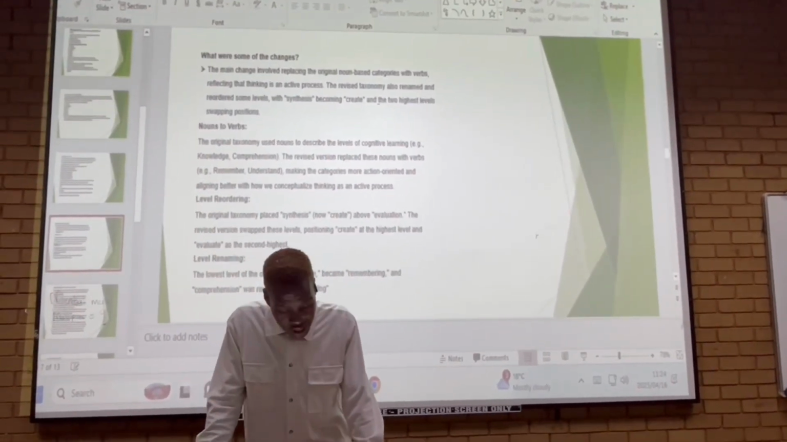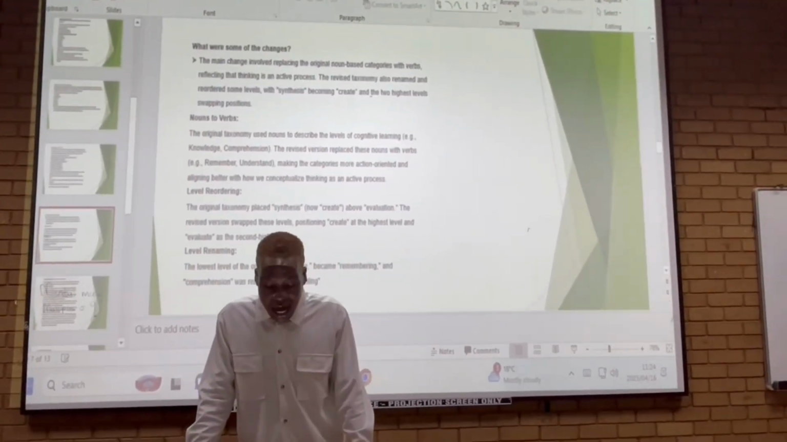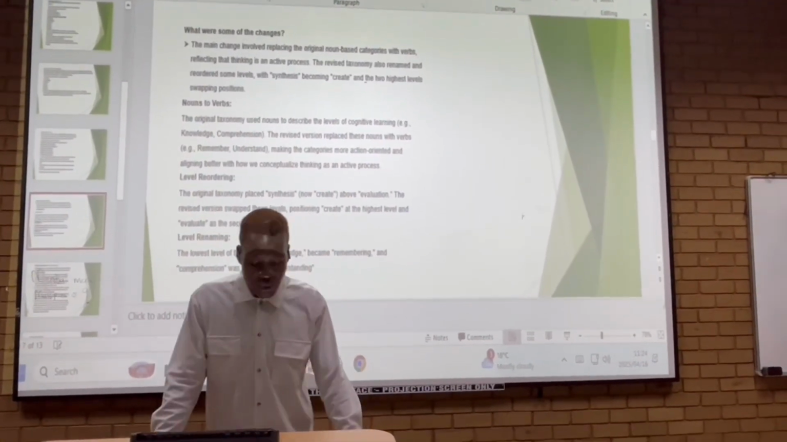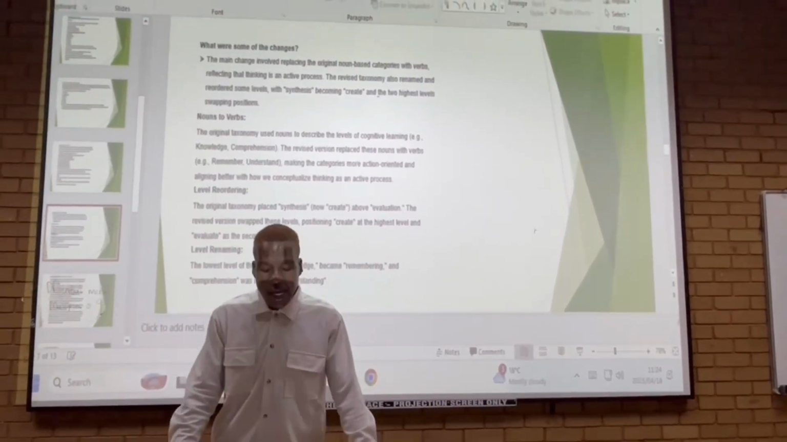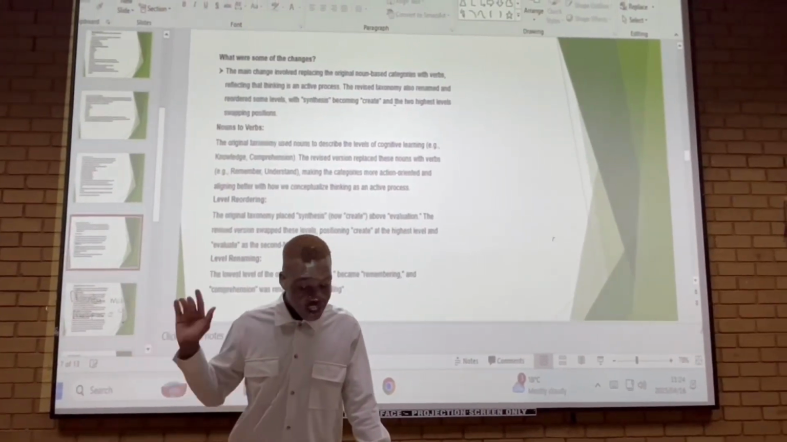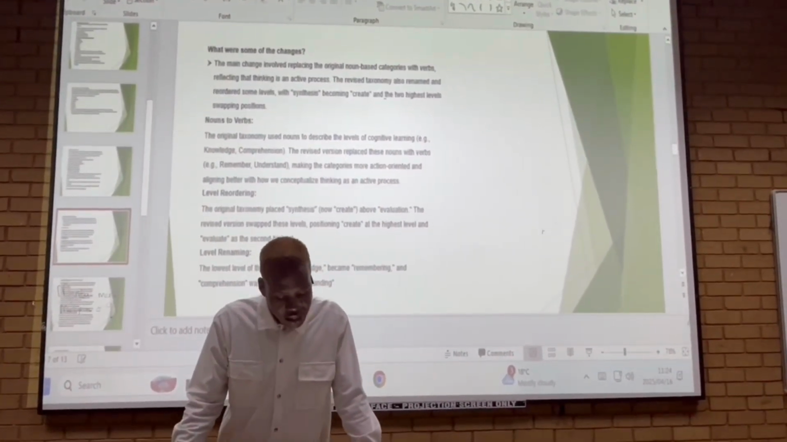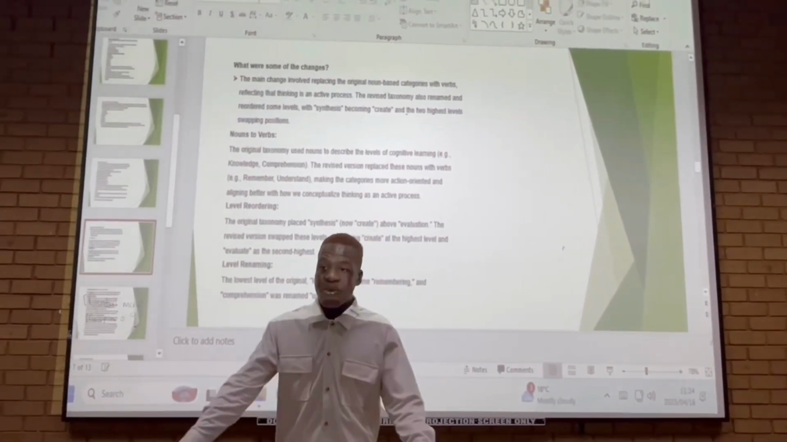Level reordering. The original taxonomy placed synthesis, now creating, below evaluation. The revised version swapped these levels, positioning creating at the highest level and evaluating as the second highest. Level renaming. The lowest level of the original, knowledge, became remembering.